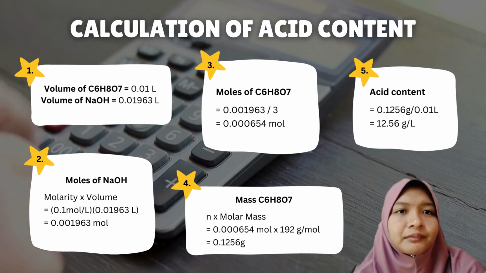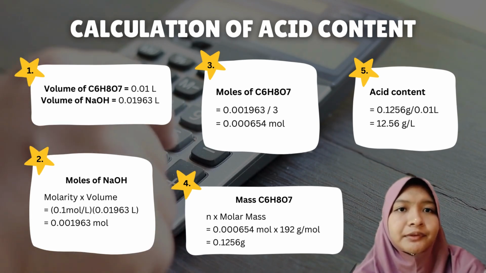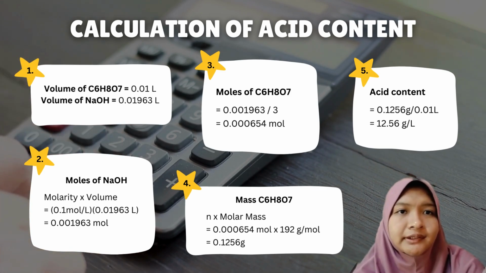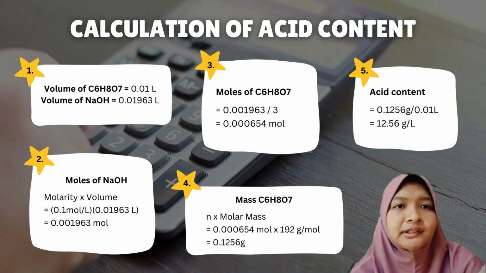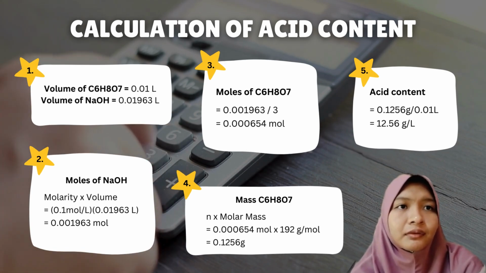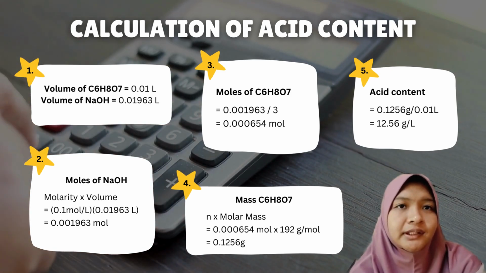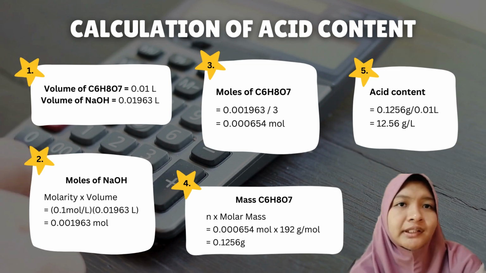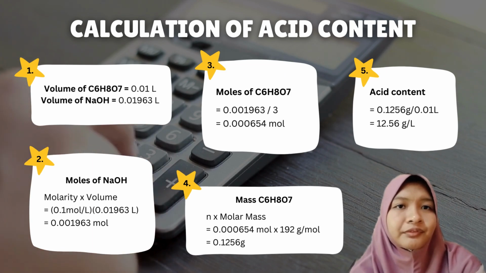Molarity times volume. 0.1 mole per liter times 0.01963 liter. And the answer is 0.00193 mole. So number 3, moles of acid, 0.00193 divided by 3, and the answer is 0.000654 mole. Number 4, mass of acid, number of moles times molar mass, 0.000654 moles times 192 gram per mole, and the answer is 0.1256 gram.